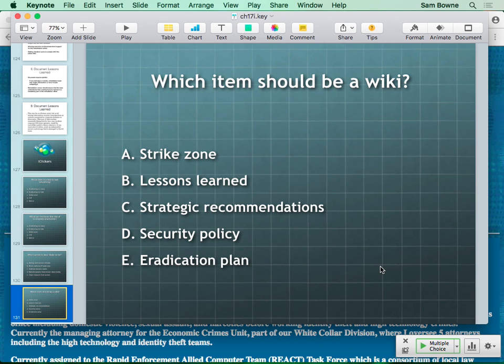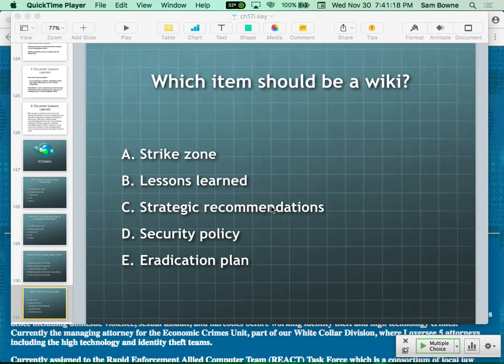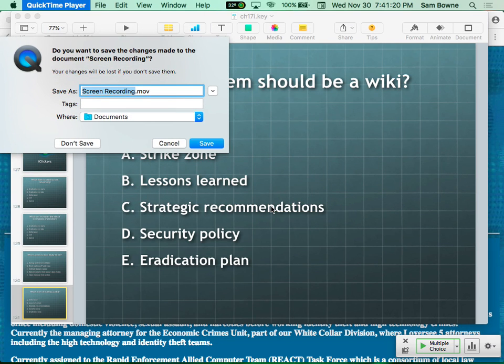All right, so I'll just see who got the most right. Let me stop the recording, and I'll go to the lab and help anybody who wants help there. This is 121, Chapter 17B.